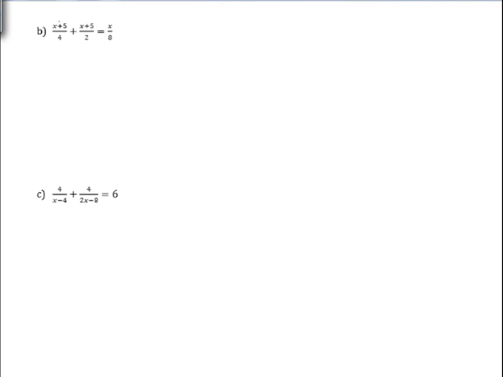In our next example, x plus 5 over 4 plus x plus 5 over 2 equals x over 8. We want the least common denominator, and so that's the smallest thing that 4, 2, and 8 will divide evenly into, and that number is 8. So 8 is the number that will get rid of all three of these fractions, and it's the smallest thing that will accomplish that. We have x plus 5 over 4, and we're multiplying that by 8, and again you can write it as a fraction if that helps you visually. And then x plus 5 over 2 times 8 equals x over 8 times 8.